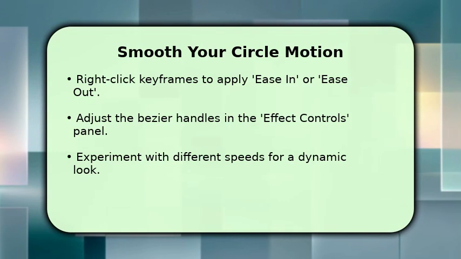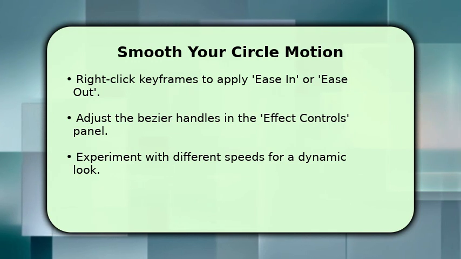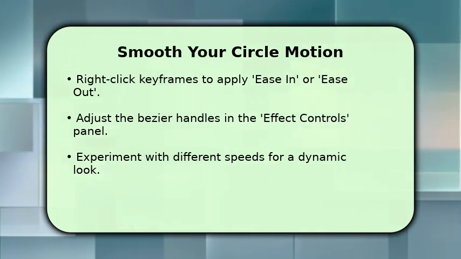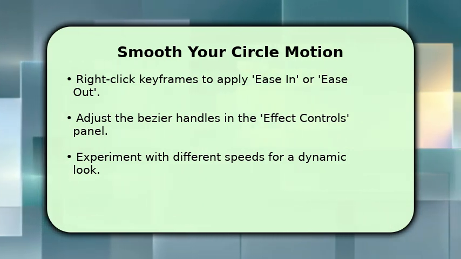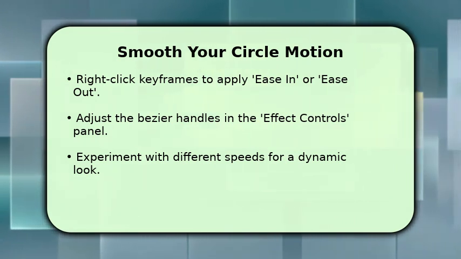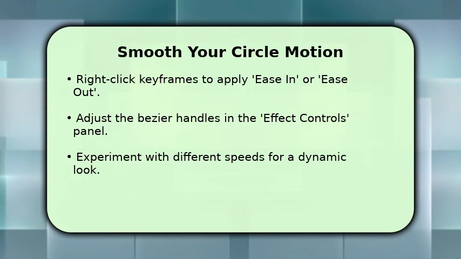To make your animation smoother, right-click on your keyframes in the Effect Controls panel. Choose Temporal Interpolation and select Ease In or Ease Out for a more natural flow. You can also drag the Bezier handles in the graph editor to fine-tune the speed and acceleration of your circle. Play around until it feels just right.